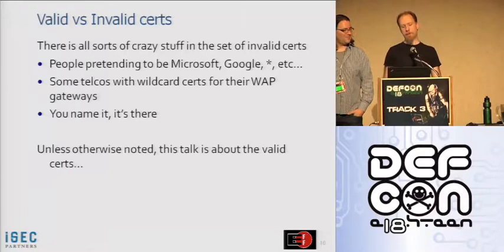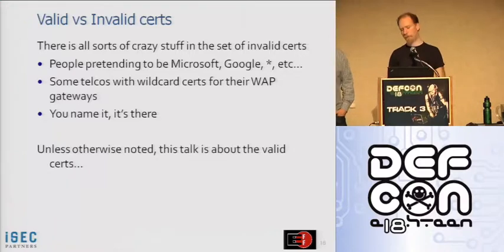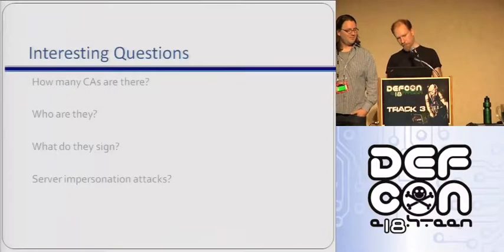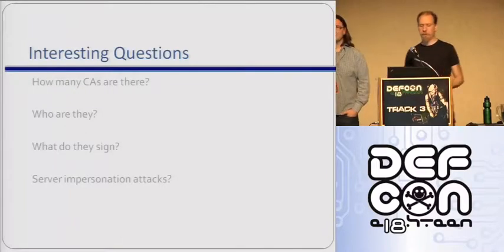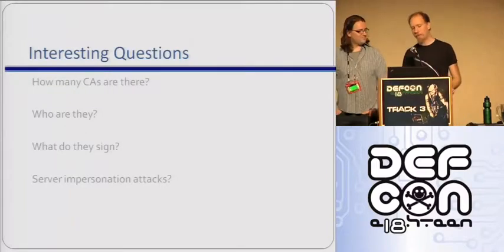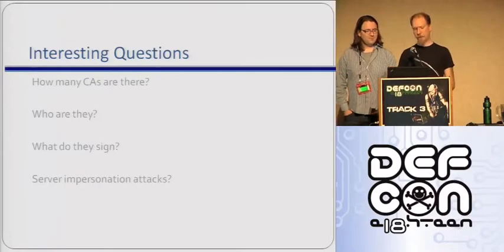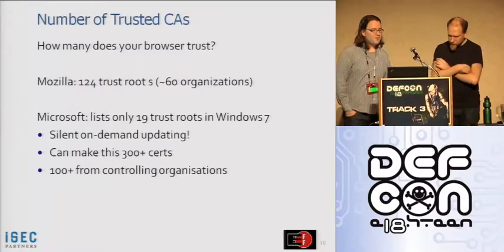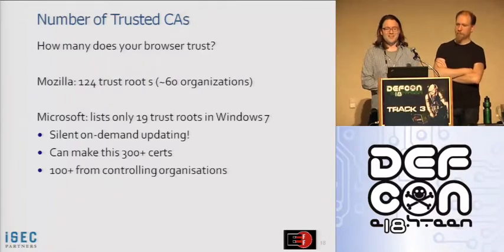But most of this talk, unless otherwise noted, is about the white certs. The certs that are valid, that check out when you go to them with a modern Firefox or IE, and they give you the little lock icon. And what kind of questions do we want to ask about them? How many are there? Who are they? What do they sign? Is anyone impersonating anyone? So the number of trusted CAs is kind of a tricky question.